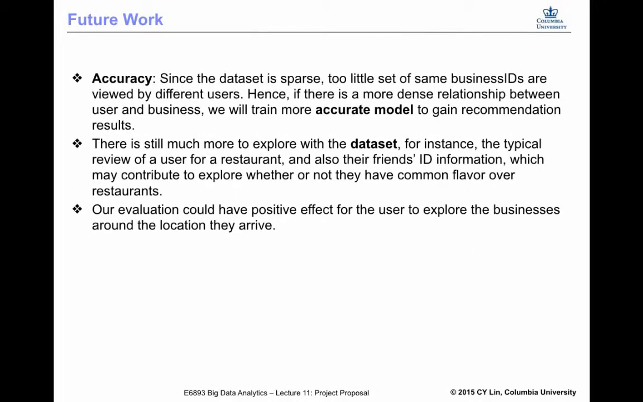For future work, we aim for better accuracy. Since the dataset is sparse, only a little set of the same business IDs are viewed by different users. Therefore, if there is a more dense relationship between users and businesses, we could train a more accurate model to gain better recommendation results. There is still much more to explore with the datasets. For instance, the typical review of a user for a restaurant, and also their friends' ID information, which may contribute to exploring whether or not they have a common flavor over restaurants. Or evaluation could have a positive effect for users to explore the businesses around the location they arrive at.